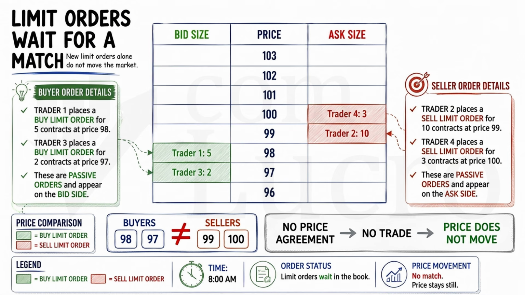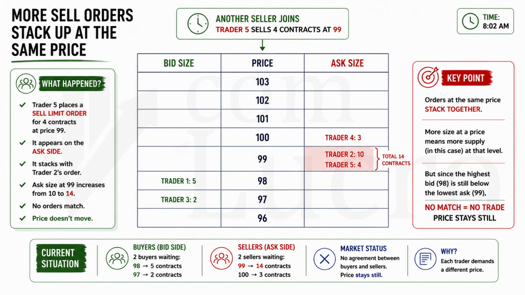At this moment, we have 2 buyers willing to buy at 98 and 97, and 2 sellers willing to sell at 99 and 100. There's no agreement between them. Let's continue. Another seller, Trader 5, wants to sell 4 contracts at 99, just like Trader 2. This increases the ask size to 14, with 10 contracts from Trader 2 and 4 from Trader 5.